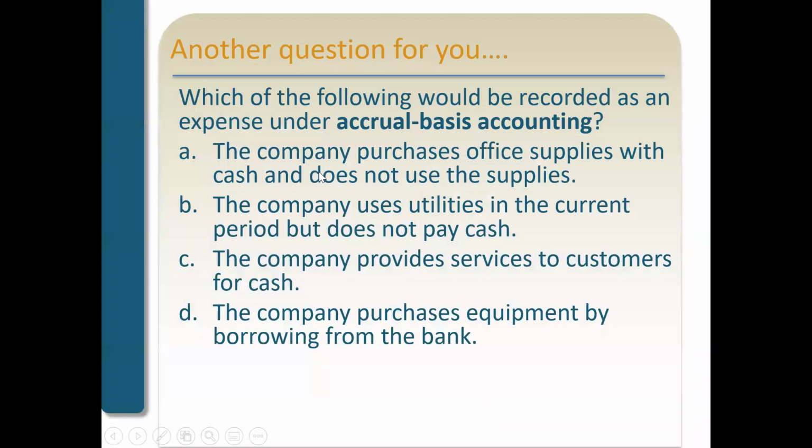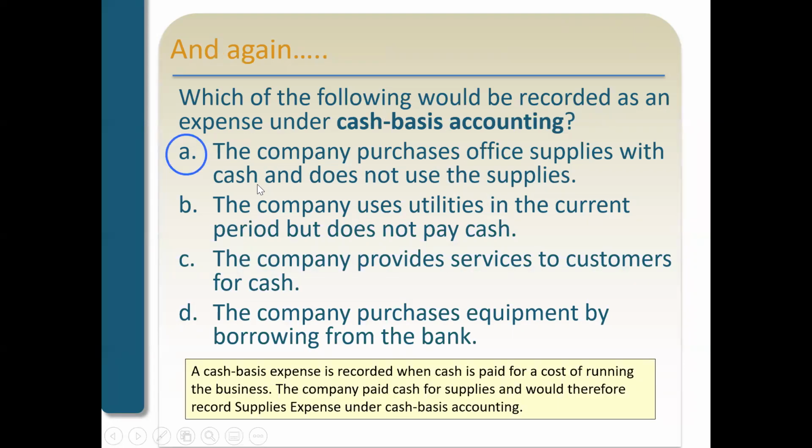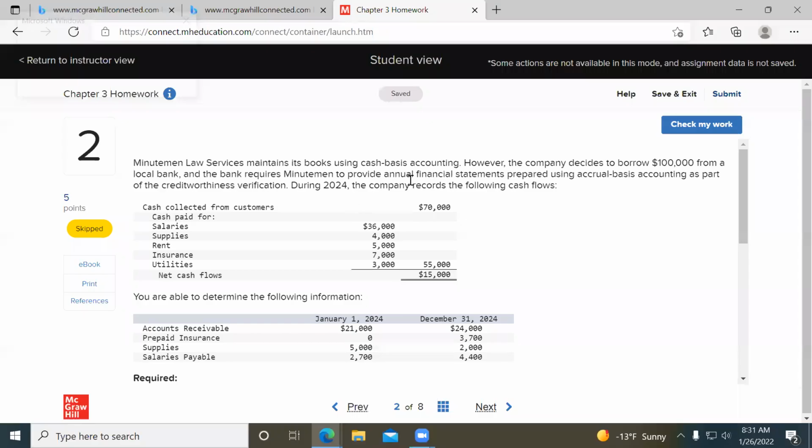Okay, now, which of the following would be recorded as an expense under the accrual basis of accounting? The company purchases office supplies with cash and does not use the supplies? No. The company uses utilities in the current period but does not pay cash. Utilities, they got used. Therefore, we would show an expense.